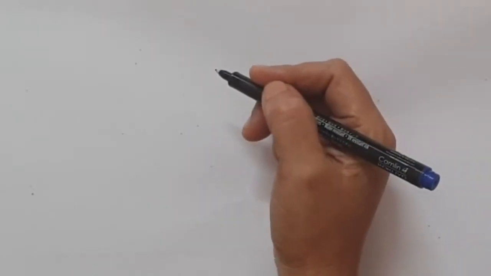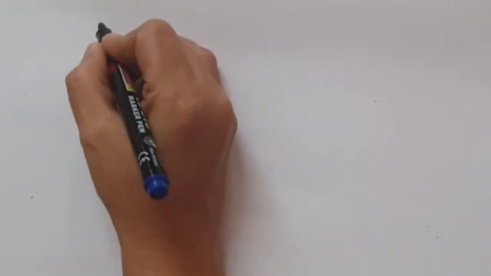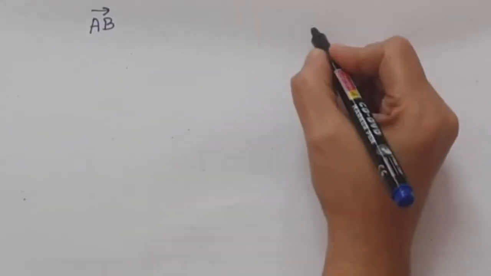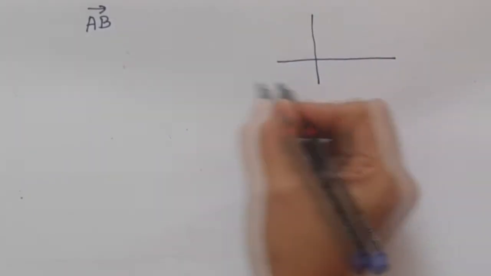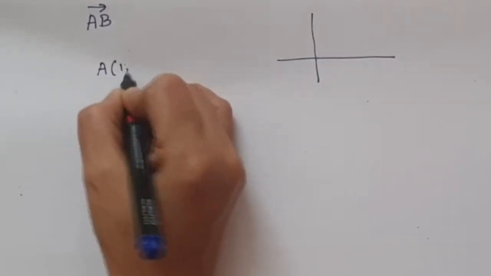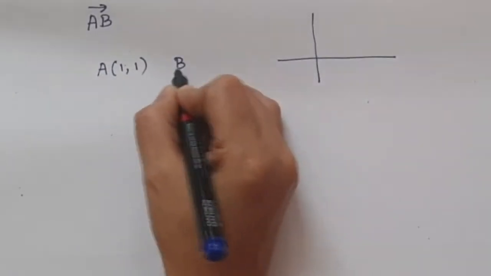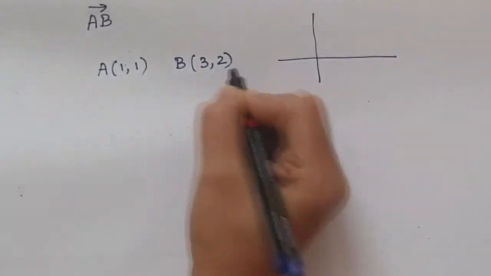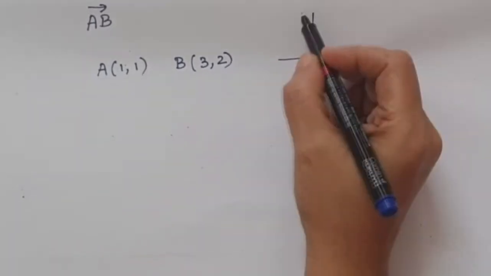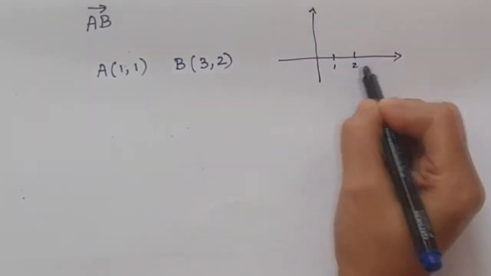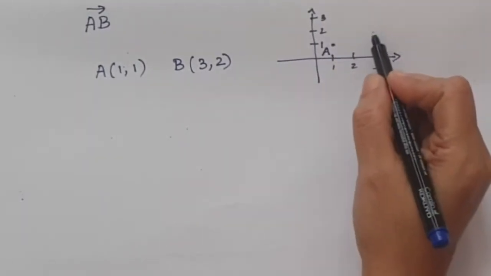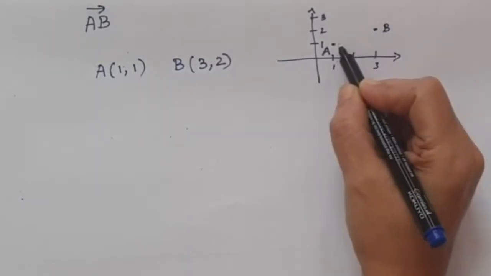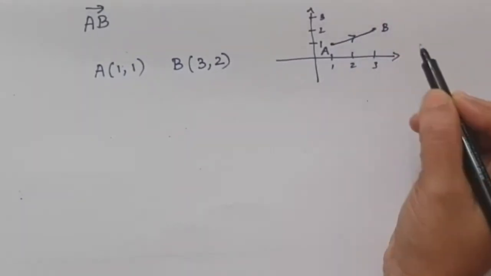Vectors. The displacement of a vector from A to B is written as AB with an arrow on top. Suppose we have a coordinate grid, and our coordinate A is (1, 1) and B is (3, 2). If you plot the points, A is over here and B at (3, 2) is over here. So this is the vector AB.